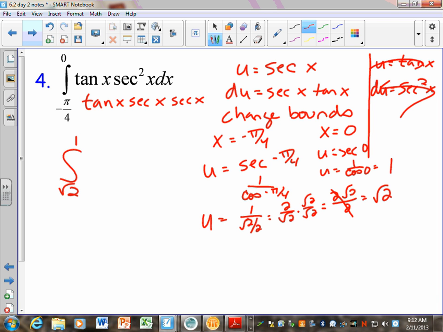What else am I going to get here? Would that be du equals, dx? Yeah, I forgot my dx, sorry. Which means secant x tangent x dx, so this and this is all just my du. Do you agree with that? And then u is just secant x.